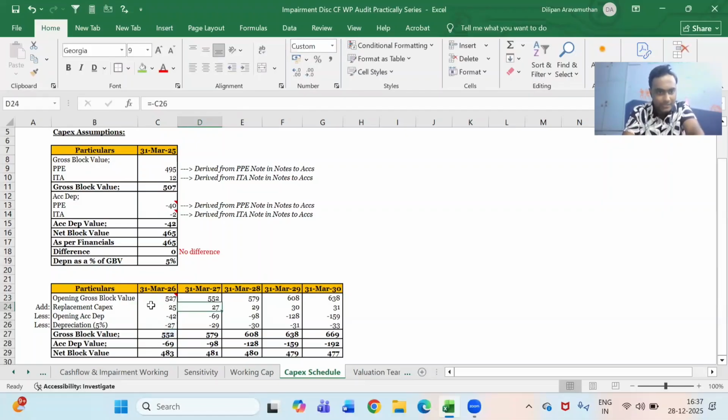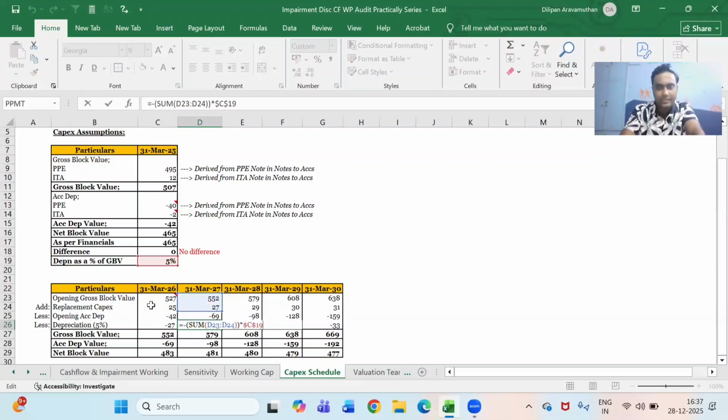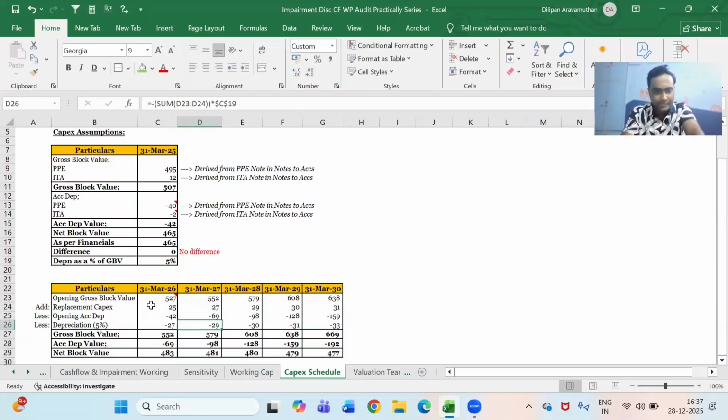I'm adding a replacement capex of last year depreciation charge of 27. My opening accumulated depreciation of 69. My current year depreciation would be basically 552 plus 27, that is opening gross block value plus replacement capex, into 5%, which I'm getting here. And I'm getting a gross block value of 579, accumulated depreciation of 98, and net block value of 481. Similarly, I do it for the rest of the 3 years and I get these numbers.